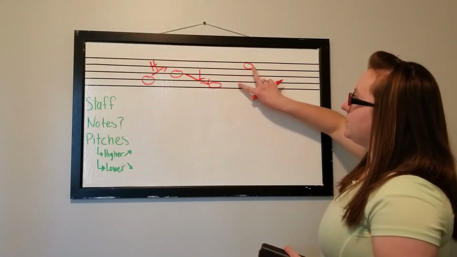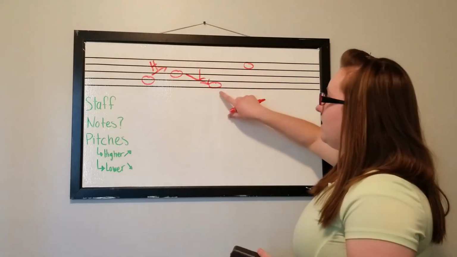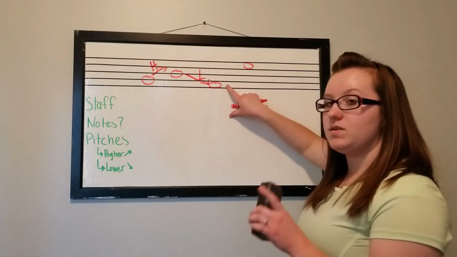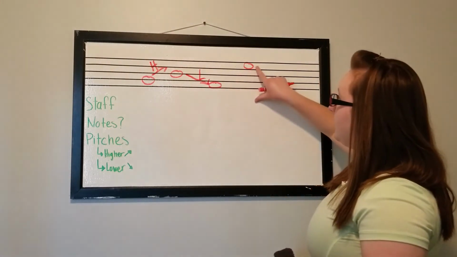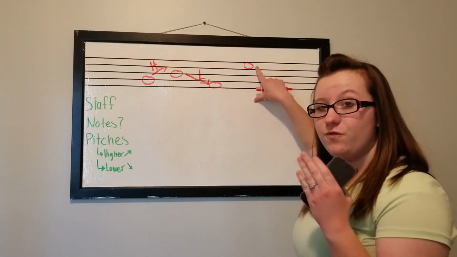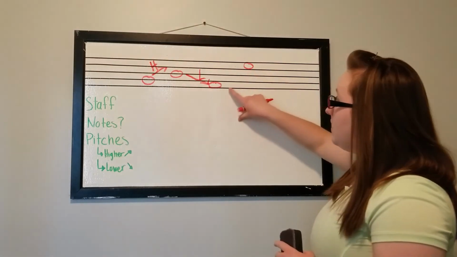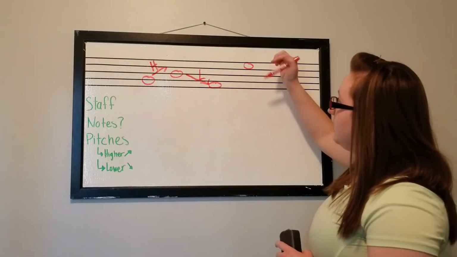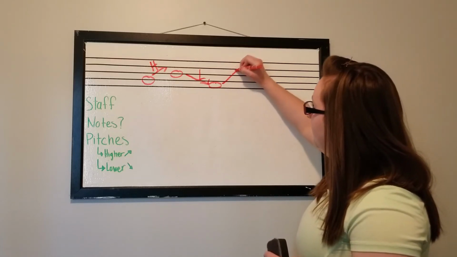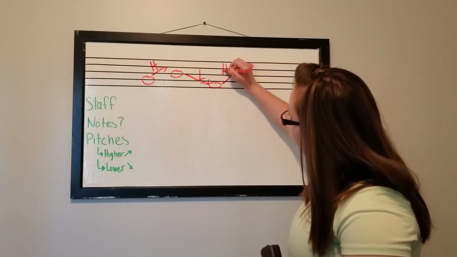Now let's try the distance between these two notes. This note is on space 1. This note is on space 4. So that means the distance between here is this is higher. So we'll put an H for higher.